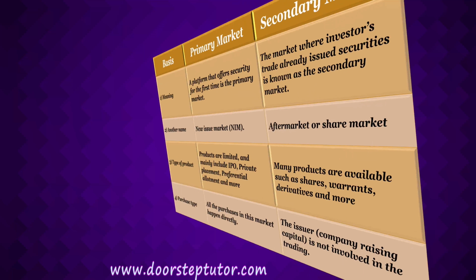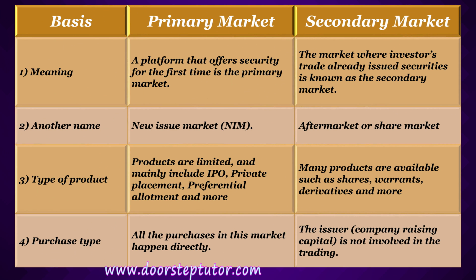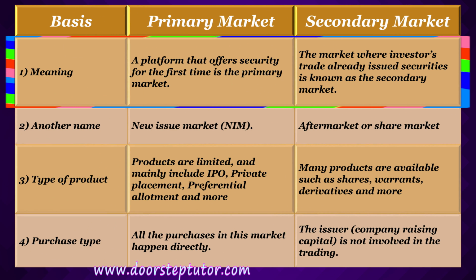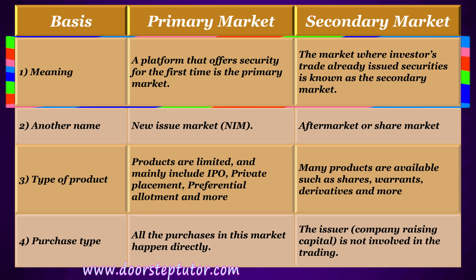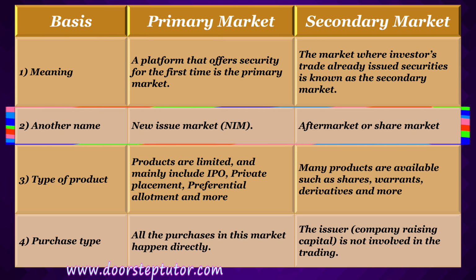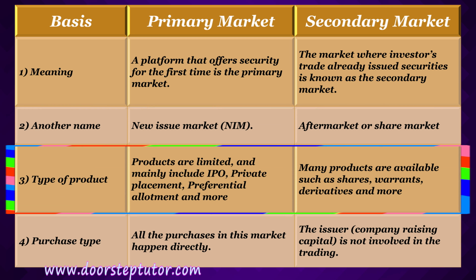Next is the difference between primary market and secondary market. First is meaning. A platform that offers securities for the first time is the primary market, and the market where investors trade already issued securities is known as the secondary market. Next is another name. The alternative name for the primary market is the new issue market, whereas the alternative name for the secondary market is aftermarket or share market.